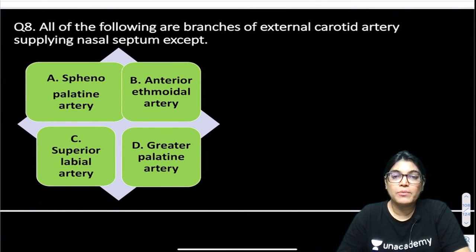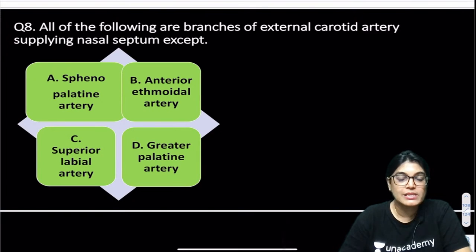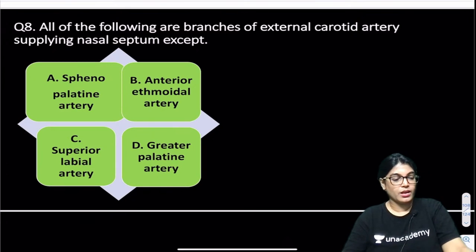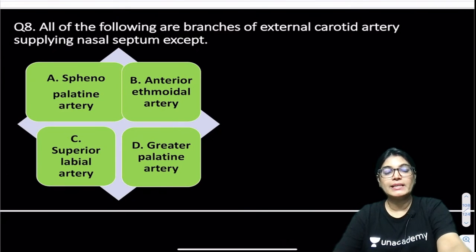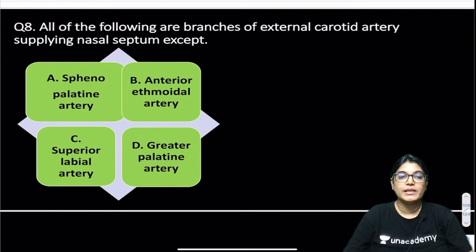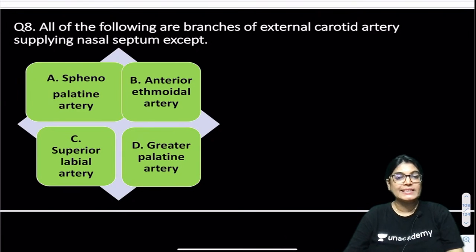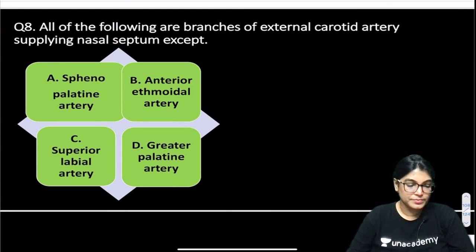All of the following are branches of the external carotid artery supplying the nasal septum except. Question number 8. Mark the correct answer. Four options are there. A, sphenopalatine artery. B, anterior ethmoidal artery. C, superior labial artery. D, greater palatine artery.